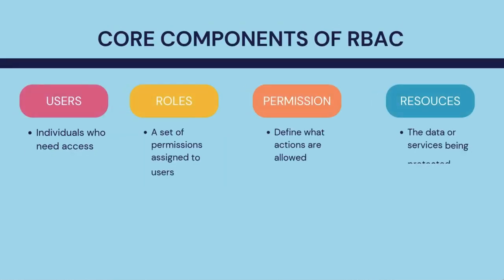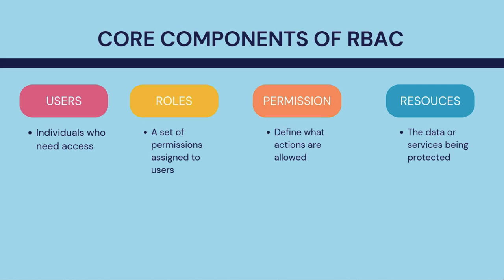So next, what are the components of RBAC? The core components of RBAC are four main parts. First, users. Users individually need access. Second is roles, a bundle of permissions like viewer or editor. Third is permissions, what actions are allowed, like reading or writing. Fourth are the resources, the data or services being protected, like files or apps. Together, they form a secure system.